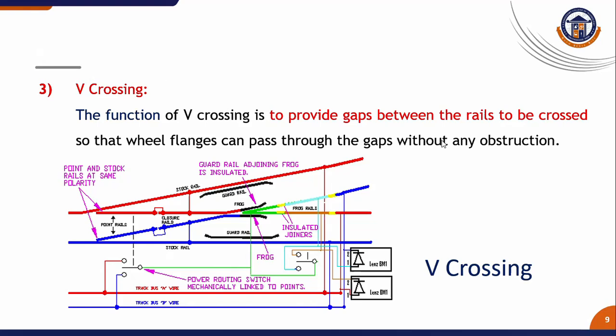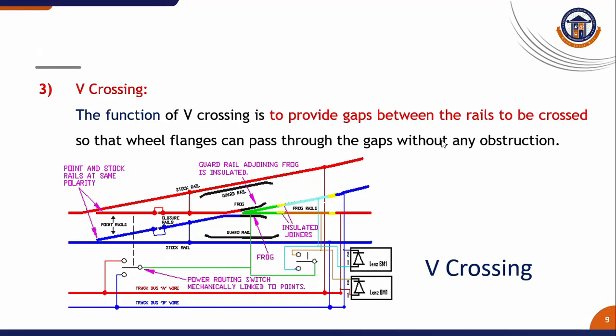In the name itself, the crossing is shown in a V shape. Here the point and stock rails are at the same polarity, and the guard rail adjoining the frog is insulated. You have seen the insulated joiners as well as the power routing switch mechanically linked to the points. Both work whenever a straight line, divergent line or turnout is needed. According to the requirement, the switches work. So it is called the V crossing.